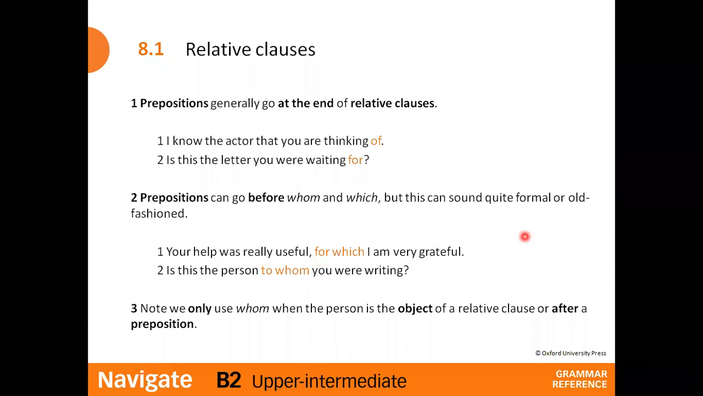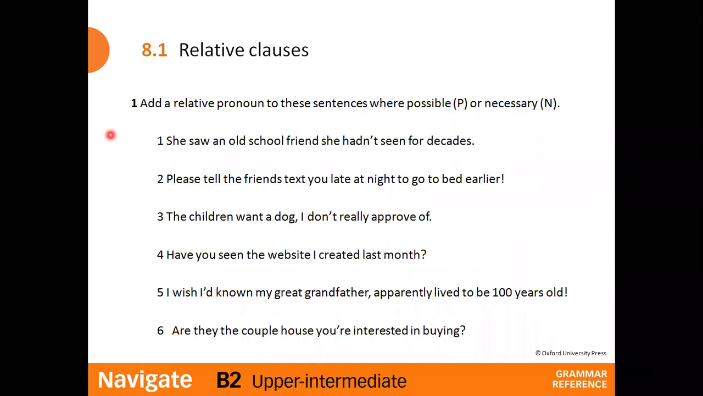I hope it's understandable. And finally, there is a task. Add a relative pronoun to these sentences where possible or necessary. Here you can see six sentences. You should read them and decide if it's possible to add or if it's not necessary to add a relative pronoun. Take your time and do this exercise.